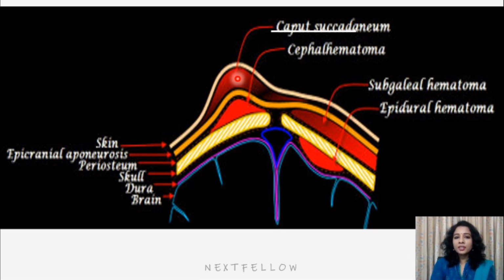Caput succedaneum is the collection of fluid in the subcutaneous tissue, that is, subcutaneous edema, which is common in the occipital region, and it occurs due to parturition, that is, it is a common trauma during the head's passage through the birth canal and due to interference of venous return. Due to the venous engorgement, we see this generalized swelling, often in the occipital region, and the margins are partly defined. Generally the edema subsides a few days after birth, so nothing to worry about; it subsides automatically.